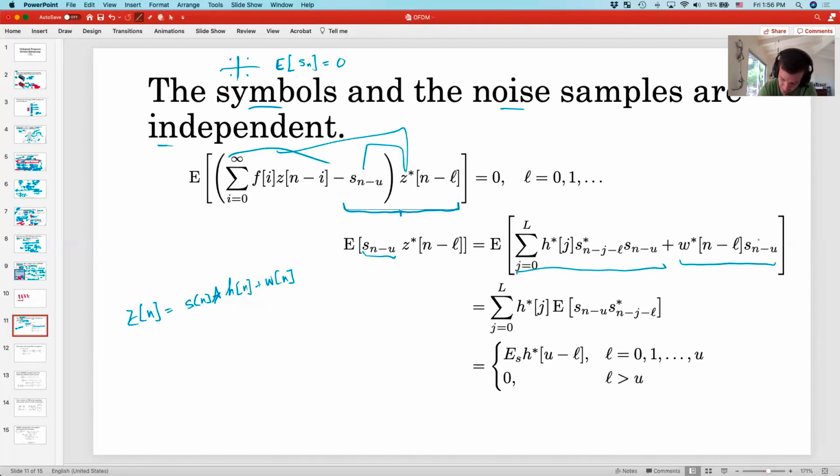Okay, so I'm now going to capitalize on the fact that the symbols and the noise are independent. And if I take the expectation of the product of two independent random variables, then that is the product of their expectations, if independent, which means that this is the expectation of W star and the expectation of S, both of which are 0. And so that term goes away because the symbols are 0 mean, if you like.